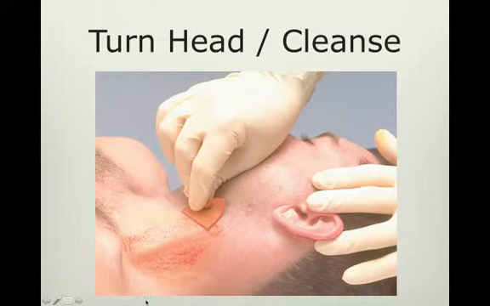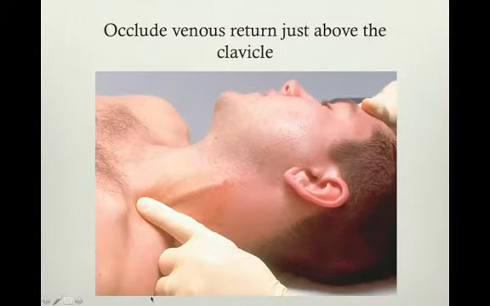Turn their head and cleanse the area. Occlude the venous return just above the clavicle. What that's going to do is, blood is flowing in this direction, so it's going to puff up that vein a little bit. It's just like a tourniquet, only you cannot apply a tourniquet to the neck.